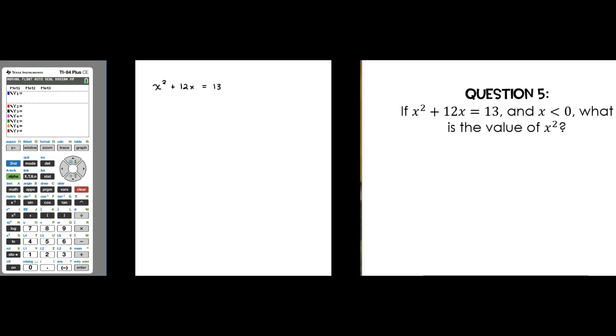First of all, let's look at this equation. It says x squared plus 12x equals 13. This is not quite in standard form, so I'd like to start out by just putting this in a nice standard form. I'll do that by subtracting 13 from both sides of the equation. I've got x squared plus 12x minus 13 equals 0. Much better.